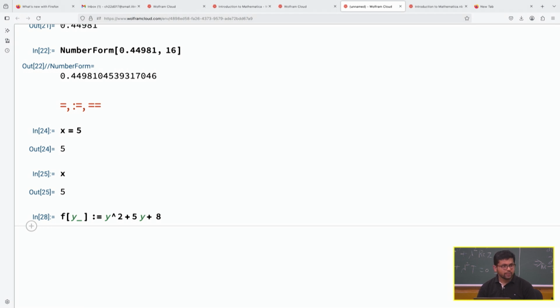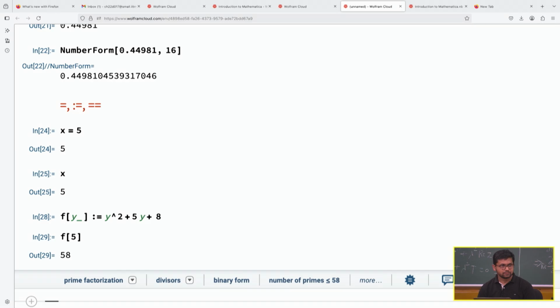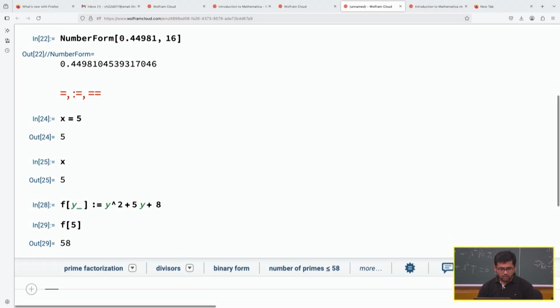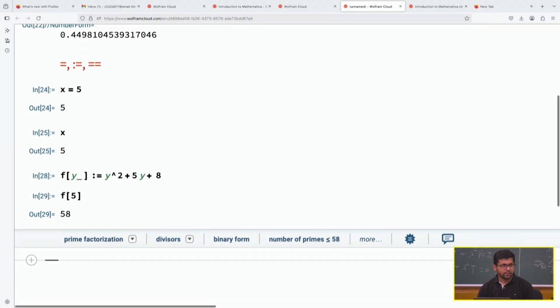So, this is how we make a function in Mathematica. Suppose you have to find the value of f of 5, then you will put f, a square bracket, 5, square bracket closed, and press shift enter, and you will get the value of f of 5. So, this is how easy Mathematica is to use.